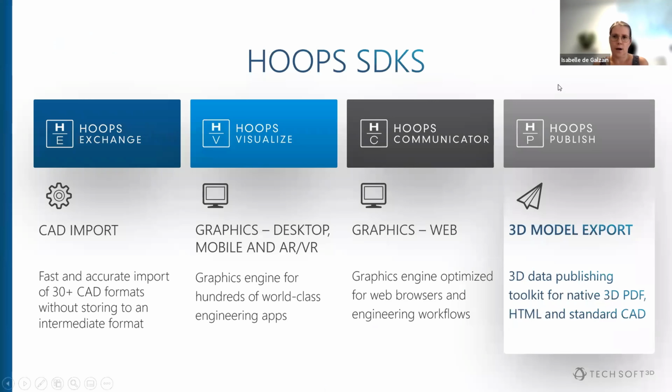So now let's talk more specifically about Ops Publish, which is part of the Ops suite of our SDKs. Ops Publish is for publishing 3D data, and with Ops Publish, you can publish them either in 3D PDF, HTML, and standard CAD formats.